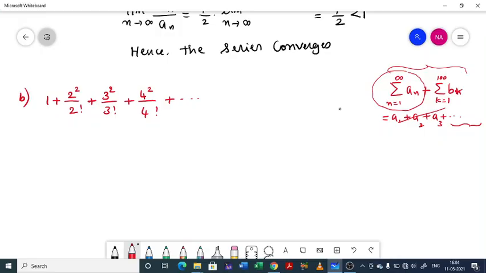Sometimes it may be useful in writing the general term. See, for example, here 2^2 by 2 factorial, 3^2 by 3 factorial, plus 4^2 by 4 factorial. So this may be in this form, 1^2 by 1 factorial, but they have given this as just 1. So for writing the general term you can just neglect this one.